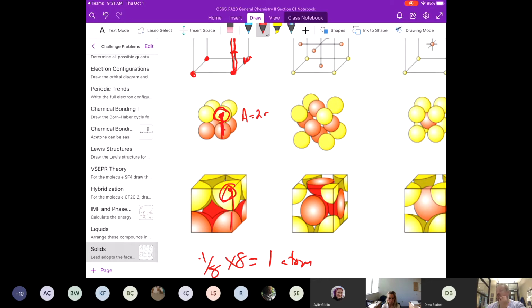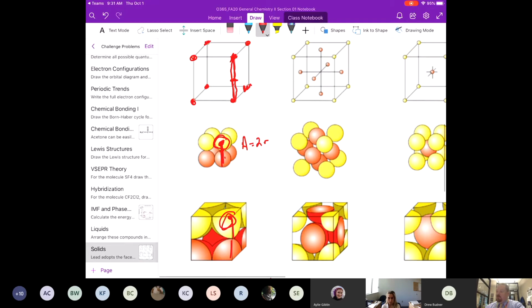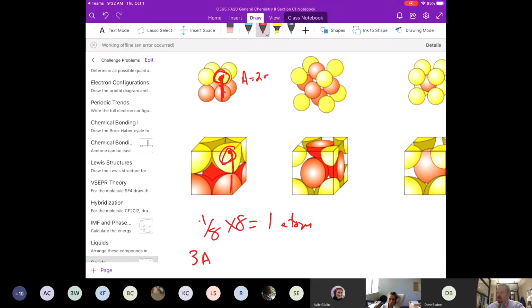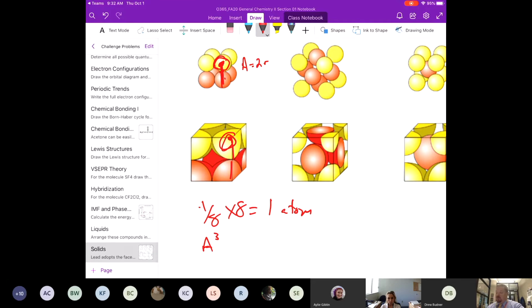And when we talk about the density or the amount of material in the cube, density is mass divided by volume. So the volume of the cube is not 3A, it's A cubed: the length times the width times the height. Since it's a cube, they're all going to be the same. So, does that make sense?